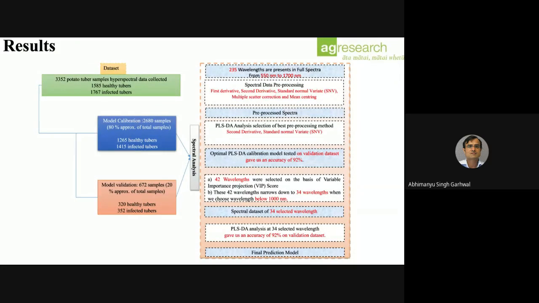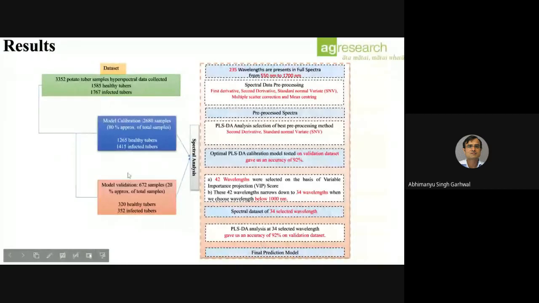The camera cost above 1000 nanometers is very high. So we wanted to see, below 1000 nanometers, how many wavelengths are important, and whether there is a change in accuracy or not. We conducted another analysis and found 34 wavelengths are important for zebra chip disease detection below 1000 nanometers. It's almost the same accuracy, 92% on the validation model. And then we got the final prediction model.